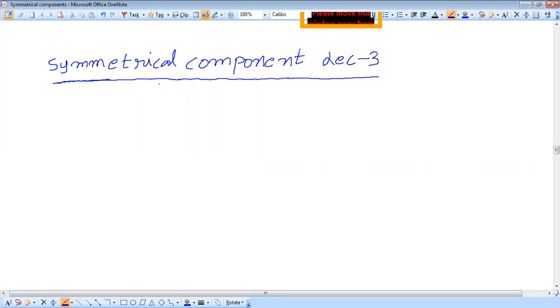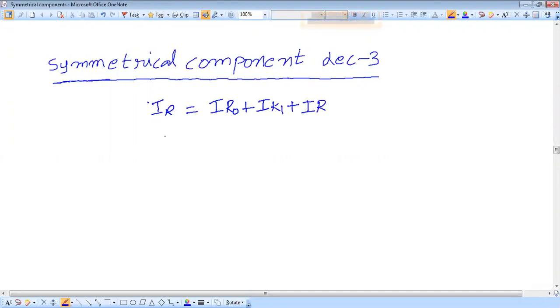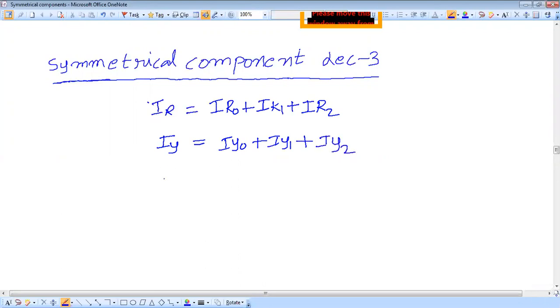Already in the last class we have seen that we can write IR equal to the unbalanced components, that is IR0 plus IR1 plus IR2. Similarly, the unbalanced IY equals IY0 plus IY1 plus IY2. Now IB we can write as IB equals IB0 plus IB1 plus IB2.